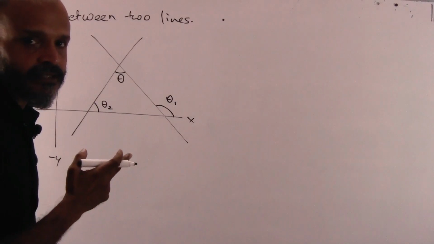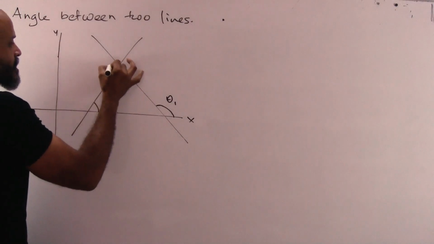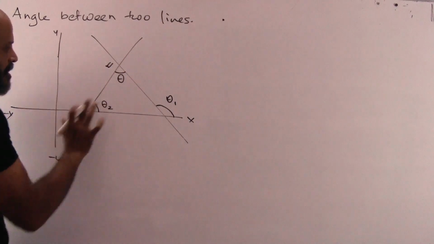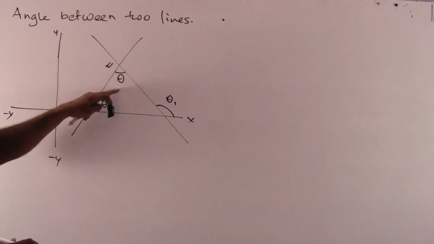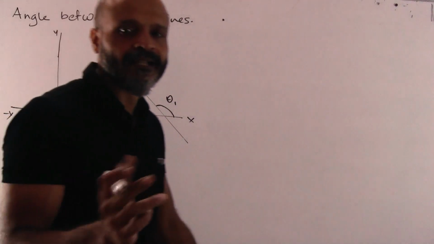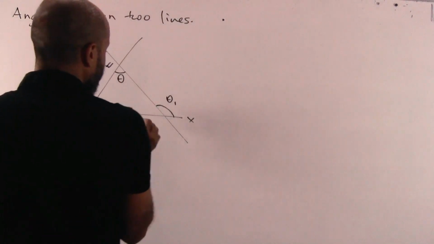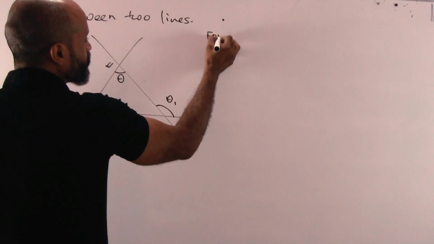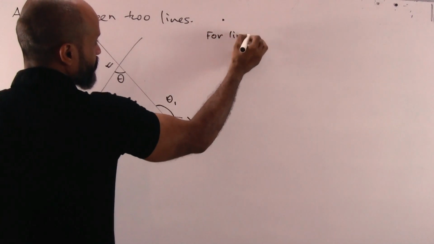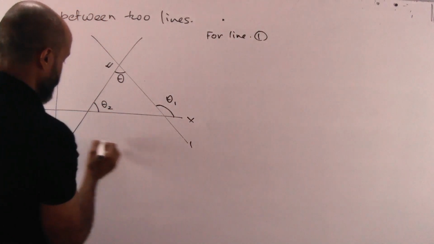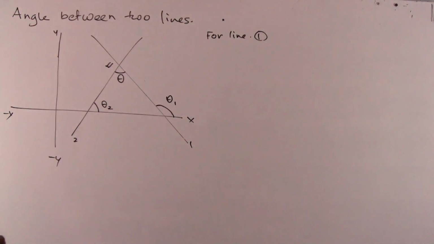So if this is the angle theta, now there is another angle which is there. We will consider this later. So there are two angles which are formed. Obviously one of them will be an acute angle, the other one will be an obtuse angle. So let's calculate this here. For line 1, which is basically this, and this is line 2.